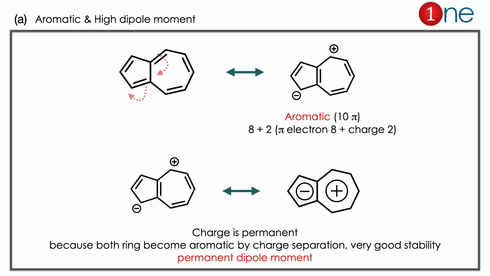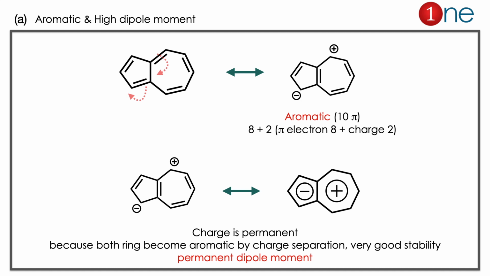Here the azulene is an aromatic compound. If you look at the pi electrons there, you might have two aromatic rings. One is tropylium, another is cyclopentadienyl anion. So it has 10 pi electrons, which is 8 pi electrons and 2 from the charge. So definitely an aromatic system. Whether it has a dipole moment or not, it's an interesting question.